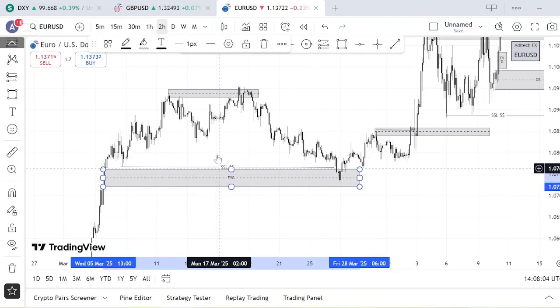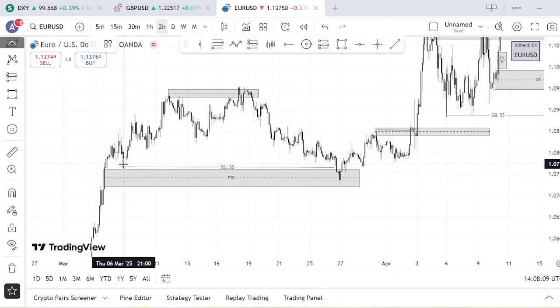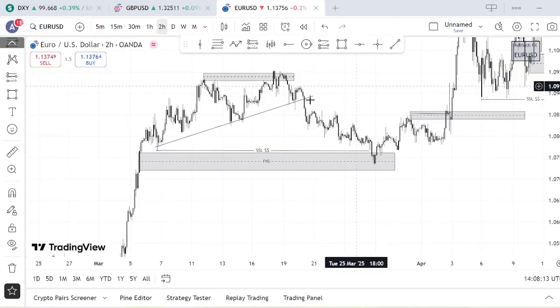So we have a sell side liquidity right here. Price has taken it, and we also have a trend line liquidity. This is a trend line liquidity. A lot of retail traders are looking to buy from this point, right?